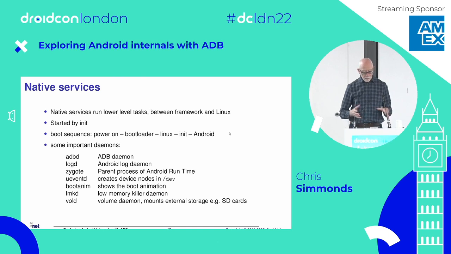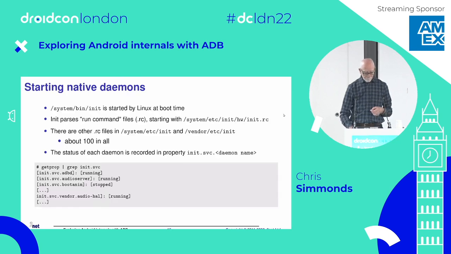Important daemons include ADB-D. We know that already. That's doing the ADB communication. The log daemon is what is recording the logs that you see with logcat. Zygote I'll come to in a moment or two, plus some others which you can read on the slide. So this all starts off then when the init program runs.